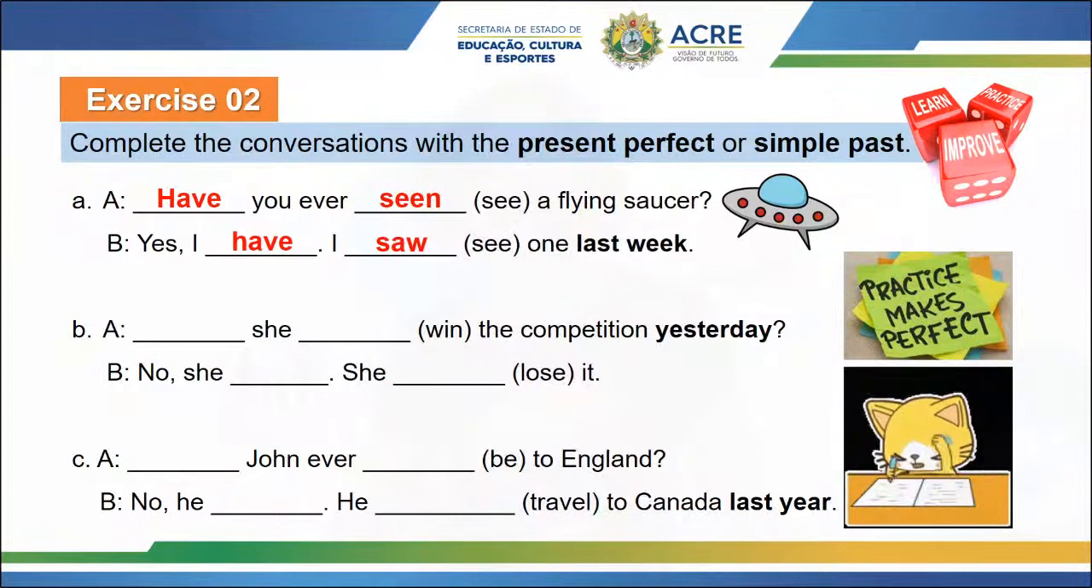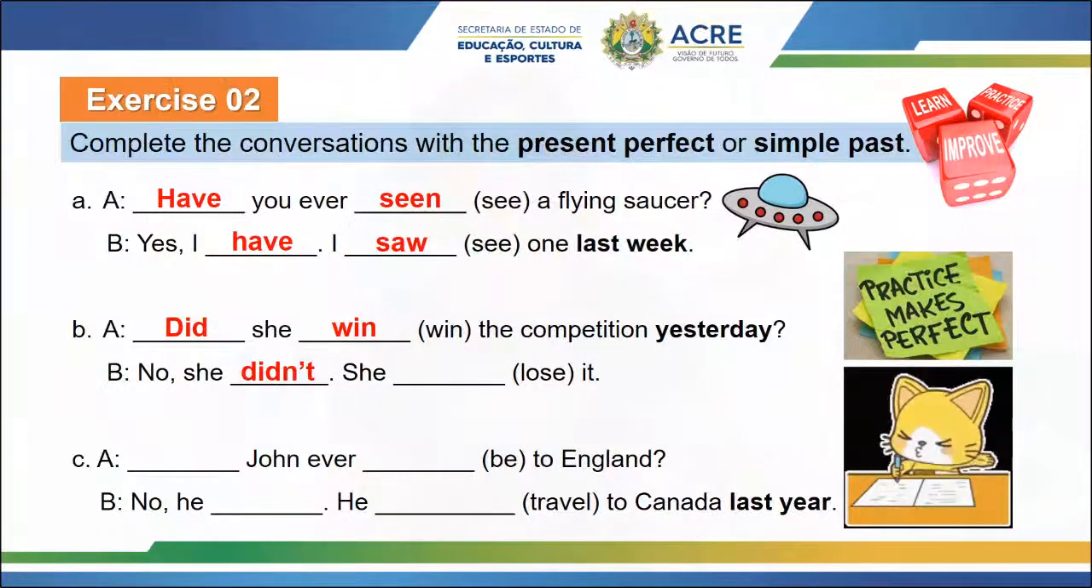Letter B, think about it. Let's check. Did she win the competition yesterday? No, she didn't. She lost it. This situation has a specific time, yesterday. That's why we are using simple past.